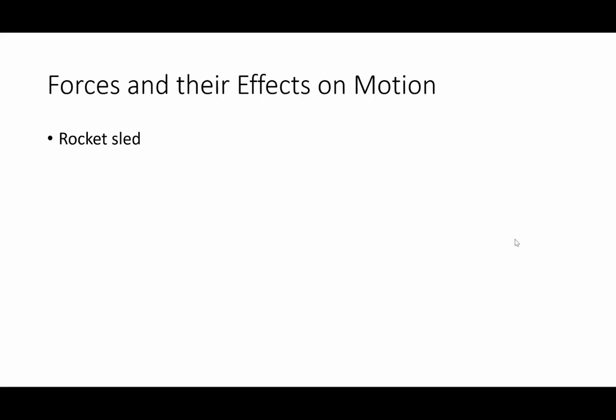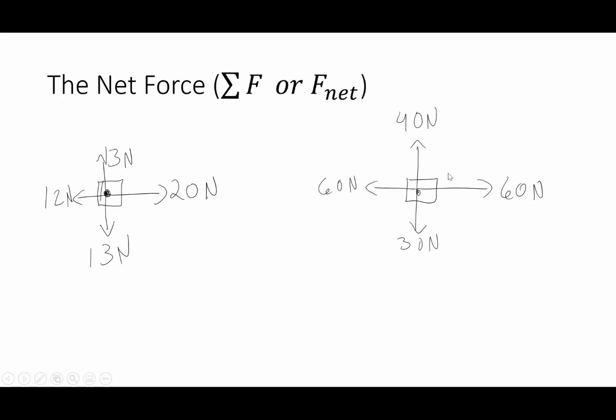Okay, so it's the net force that determines how an object moves. It's not any individual force, it's the total from all the forces. We write the net force as sigma F or F net. This is the Greek letter sigma, and it means the sum of. But since force is a vector, it's the vector sum of, so we just have to take into account the signs. So let's take a look at two free body diagrams.